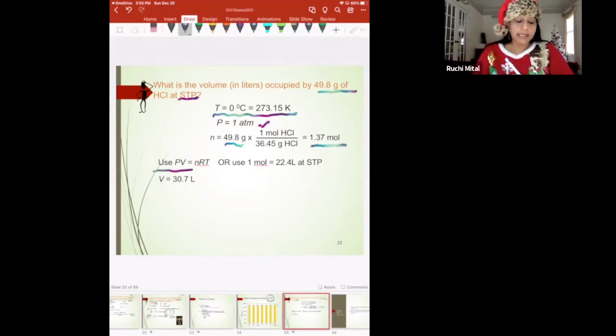We know our ideal gas law is PV equals nRT. Or we can also use 1 mole is 22.4 liters. Okay, but then you plug in this equation, you know all your variables, you solve for V, and you will get the volume as 30.7. I want you all to pause this and try to do this problem by yourself.